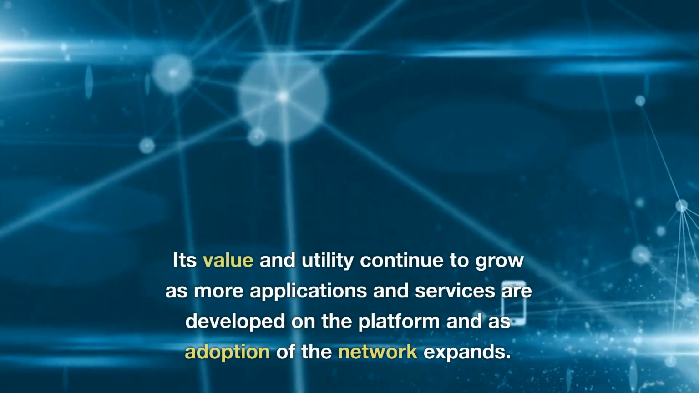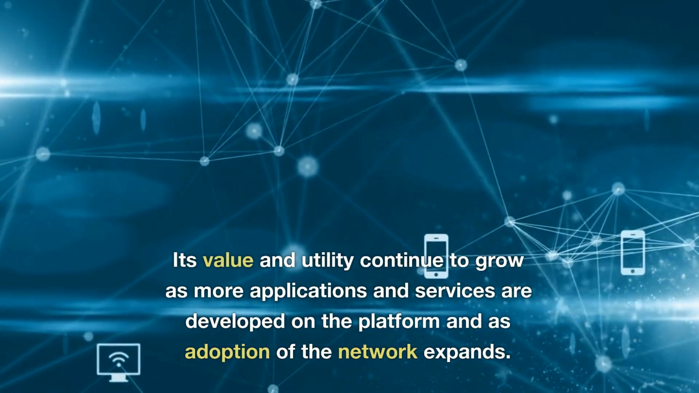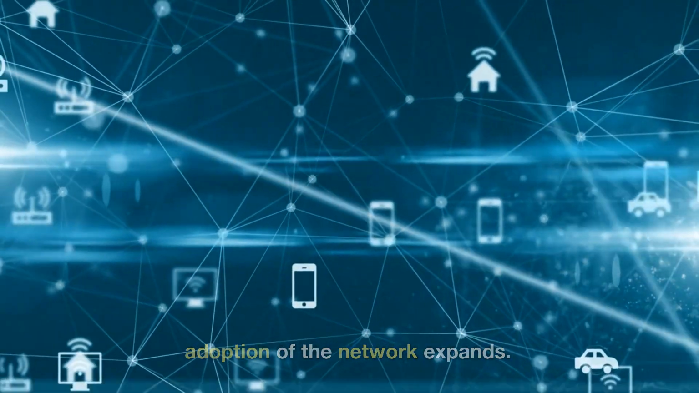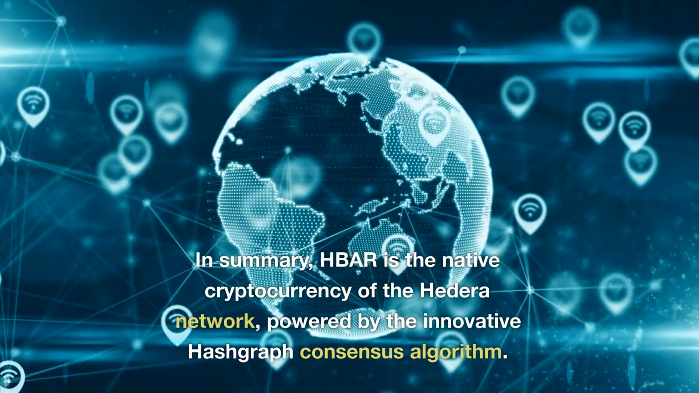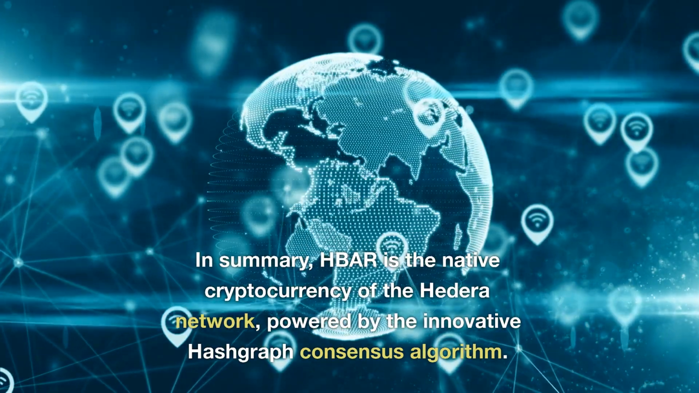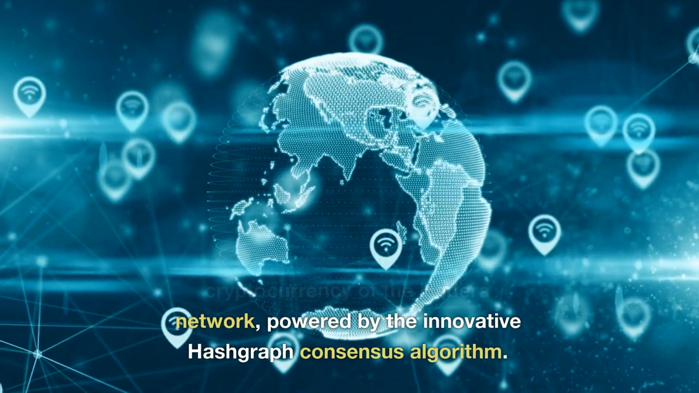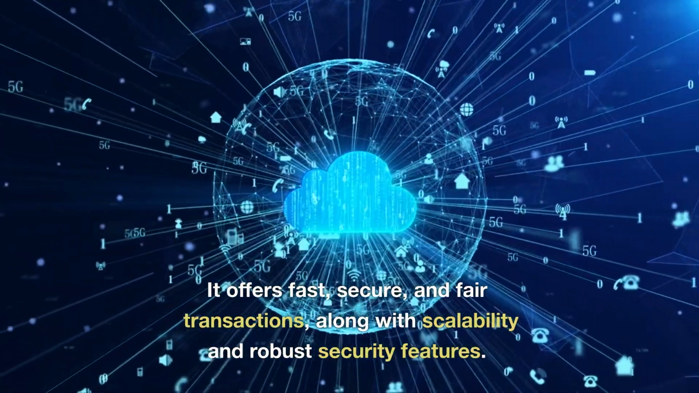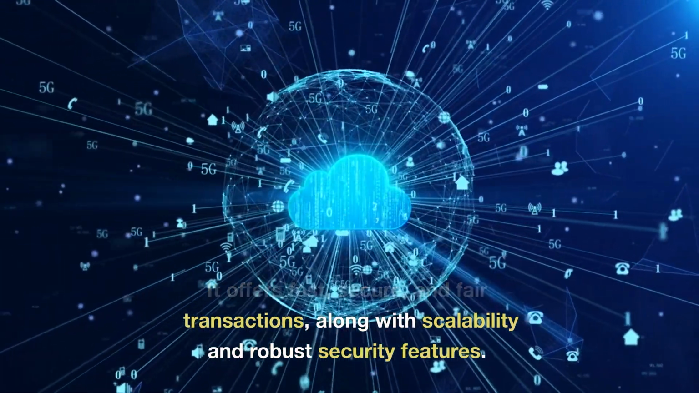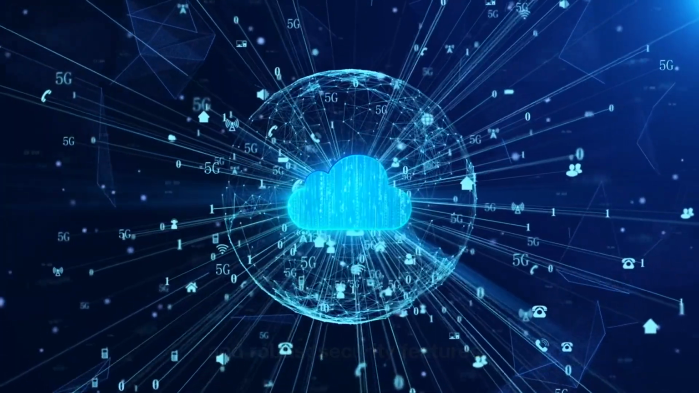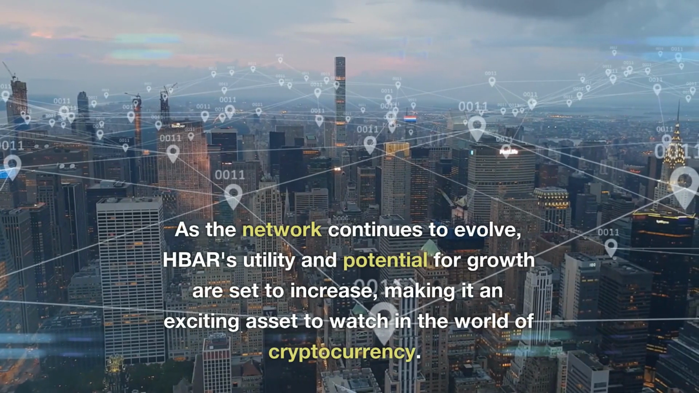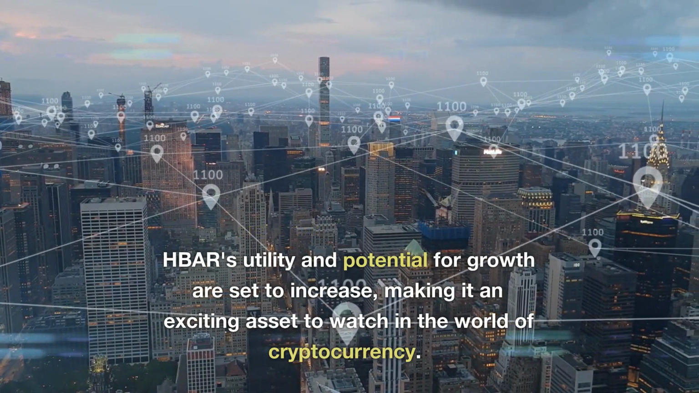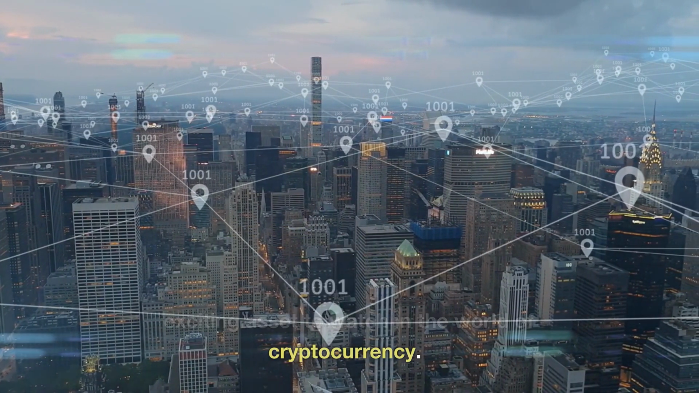Its value and utility continue to grow as more applications and services are developed on the platform and as adoption of the network expands. In summary, HBAR is the native cryptocurrency of the Hedera network, powered by the innovative Hashgraph consensus algorithm. It offers fast, secure, and fair transactions, along with scalability and robust security features. As the network continues to evolve, HBAR's utility and potential for growth are set to increase, making it an exciting asset to watch in the world of cryptocurrency.